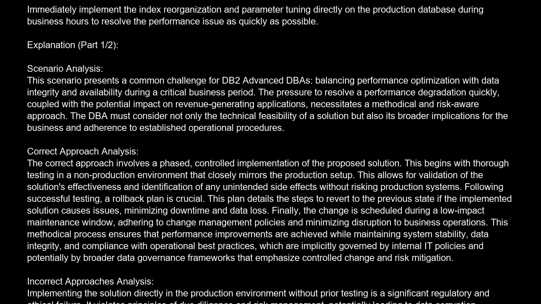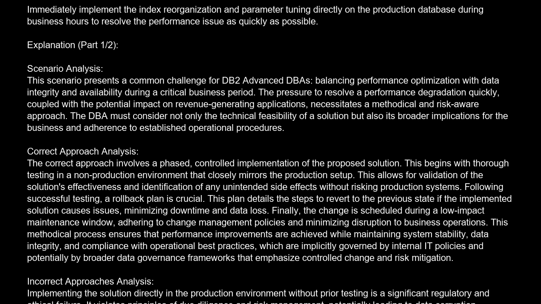Correct approach analysis. The correct approach involves a phased, controlled implementation of the proposed solution. This begins with thorough testing in a non-production environment that closely mirrors the production setup. This allows for validation of the solution's effectiveness and identification of any unintended side effects without risking production systems. Following successful testing, a rollback plan is crucial. This plan details the steps to revert to the previous state if the implemented solution causes issues, minimizing downtime and data loss.